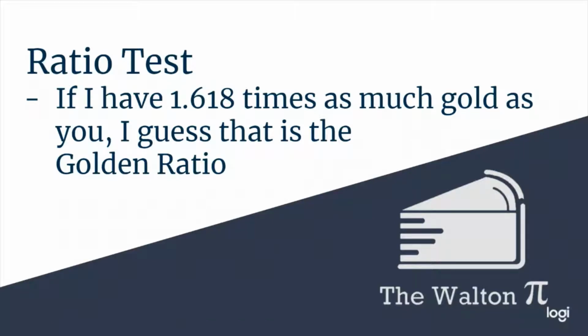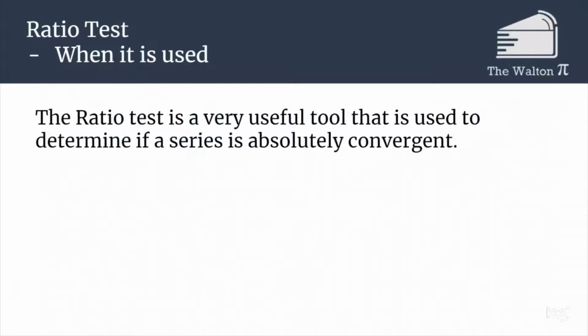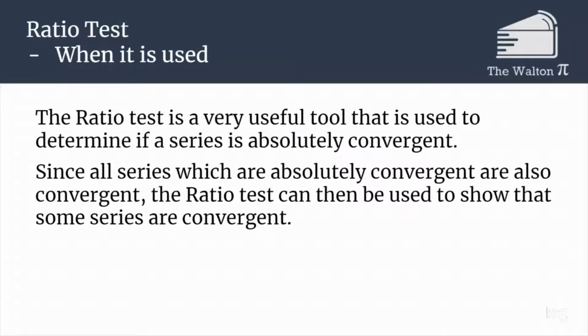Today we are going to be talking about the ratio test to test for convergence of a series. The ratio test is used to determine if a series is absolutely convergent. We have a theorem that says that if a series is absolutely convergent, then it is also convergent. So the ratio test will test if something is absolutely convergent, and then that can be used to show that those series are also convergent.